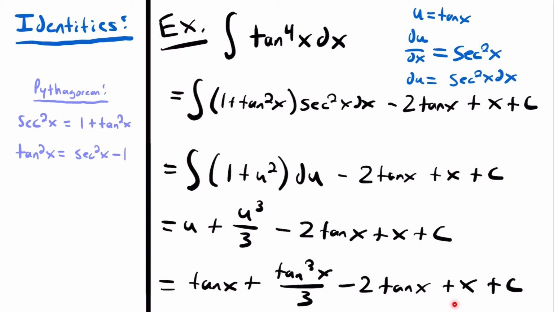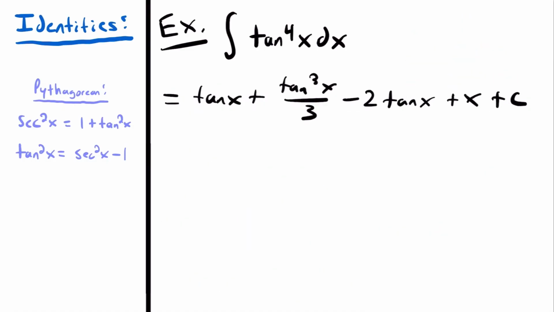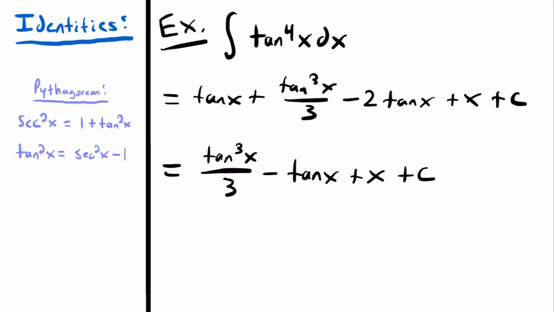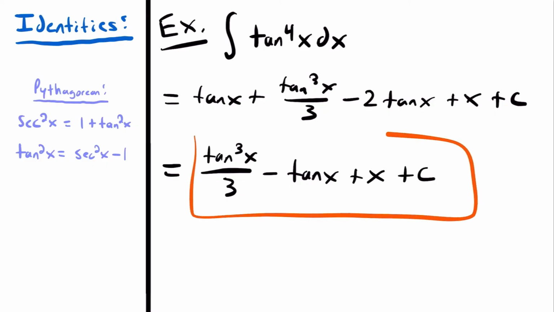Now this would be our final answer, but we can actually simplify one more thing. Note that we have like terms of tangent x and negative 2 times tangent x. And so if we add 1 tangent x to negative 2 tangent x, this will become negative 1 tangent x. And so if I clean up my work one more time, we will have for our final answer that this is equal to tangent cubed x divided by 3 minus 1 tangent x plus c. All right, and so that is the final solution to this trig integral.